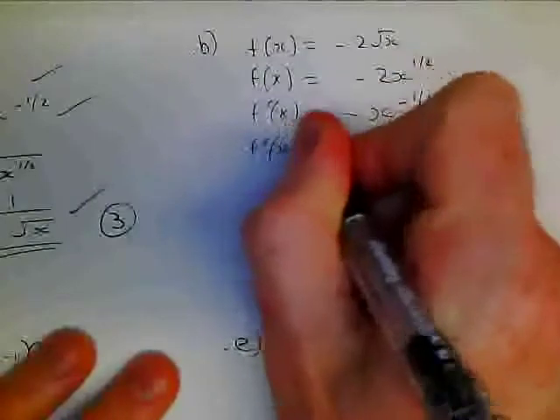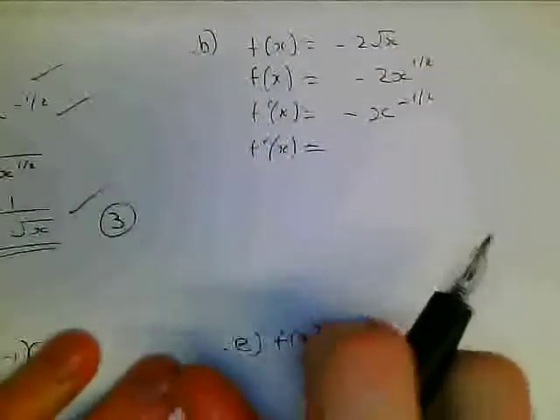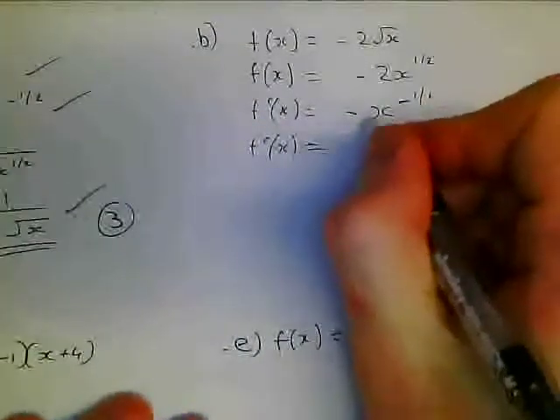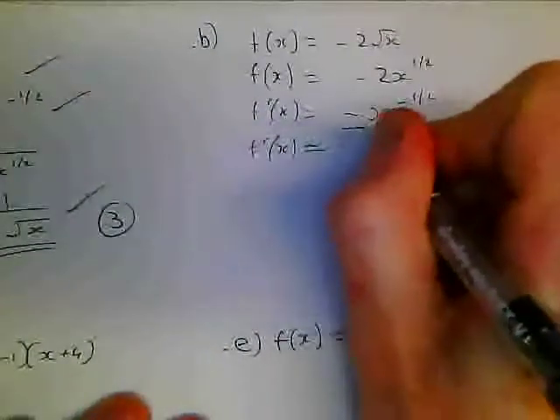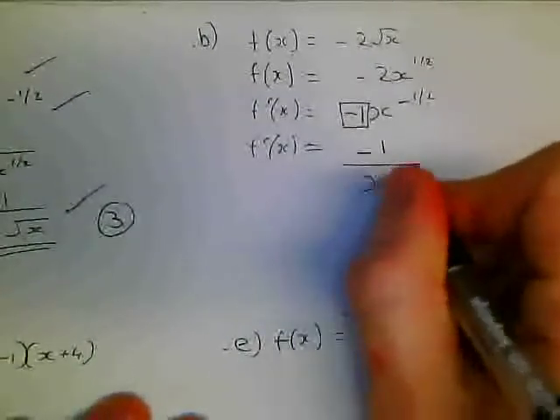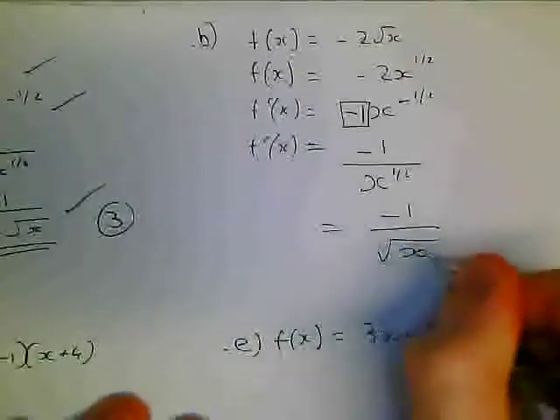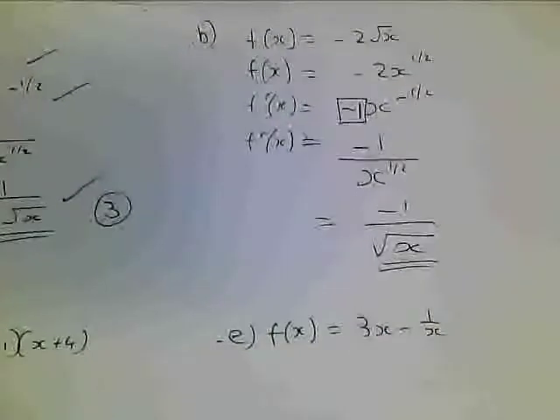Still f dash x, because we're just tidying it up now. The minus power, remember, means it goes underneath, so something has to be on top. And what's on top is this number here that's not really been written. The number that's written there is minus 1. So minus 1's on top, x to the half is on the bottom. Now we can tidy that up a little bit more. It's minus 1 over root x. So well done if you got that.